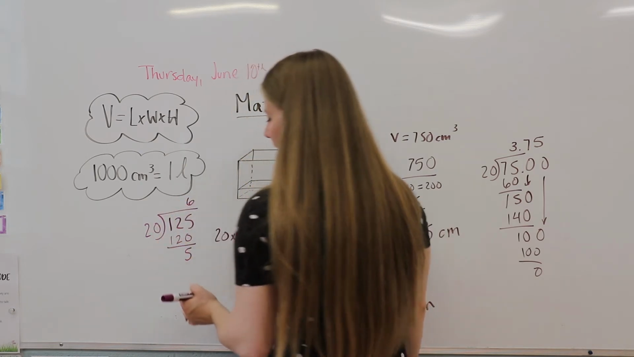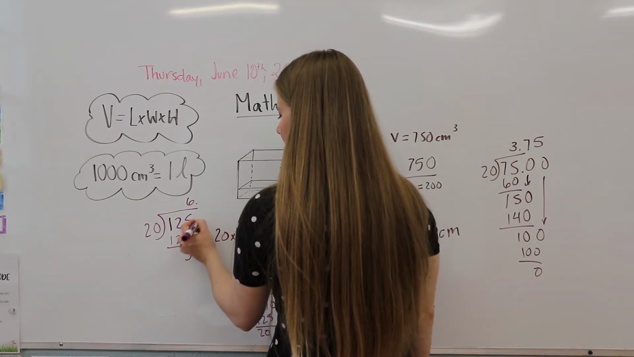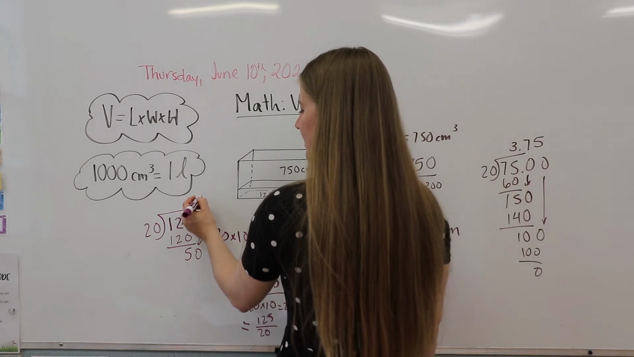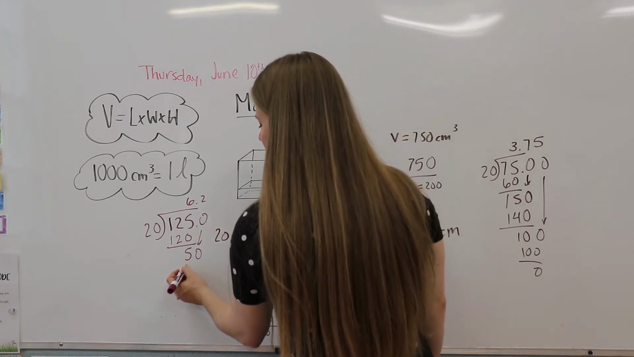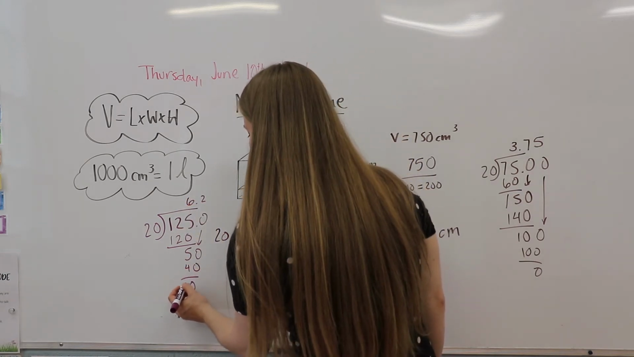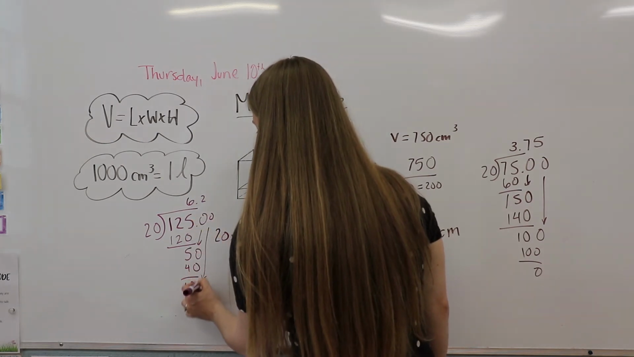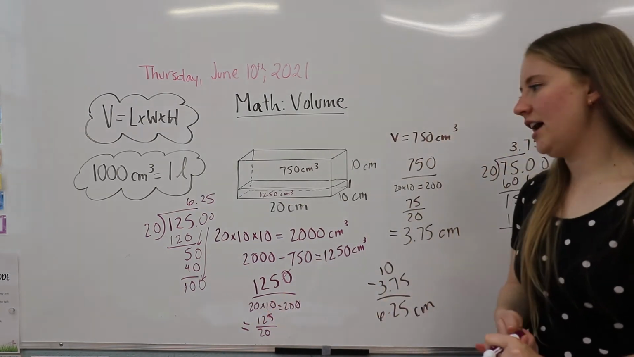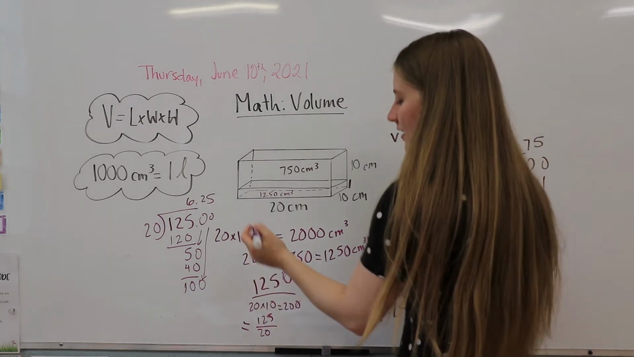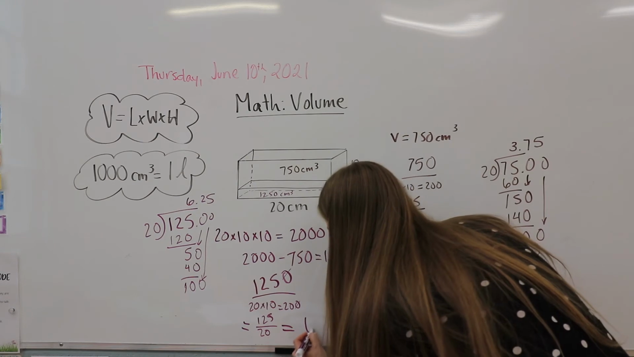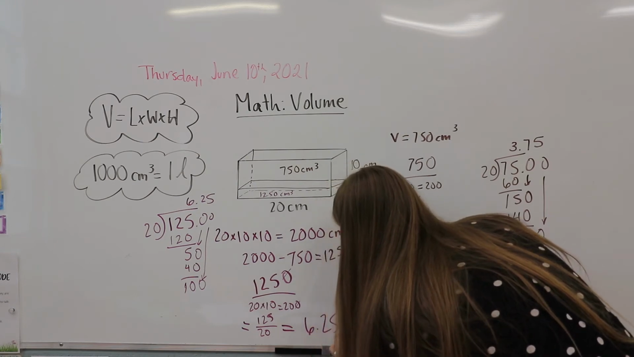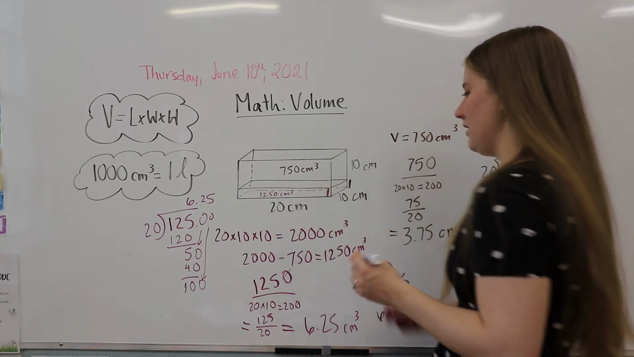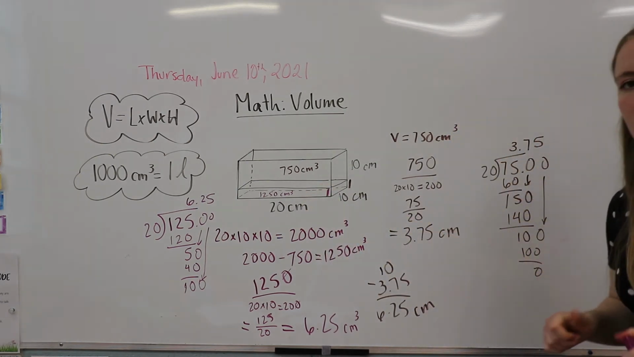with 5 remaining. And we'll do our decimals again. We'll bring down a 0, and 20 fits twice into 50 with 10 remaining. So we'll bring down another 0 and it fits into 100 5 times. So then we can get right to the answer, which is 6.25 centimeters cubed. So that's still the height that we were looking for.